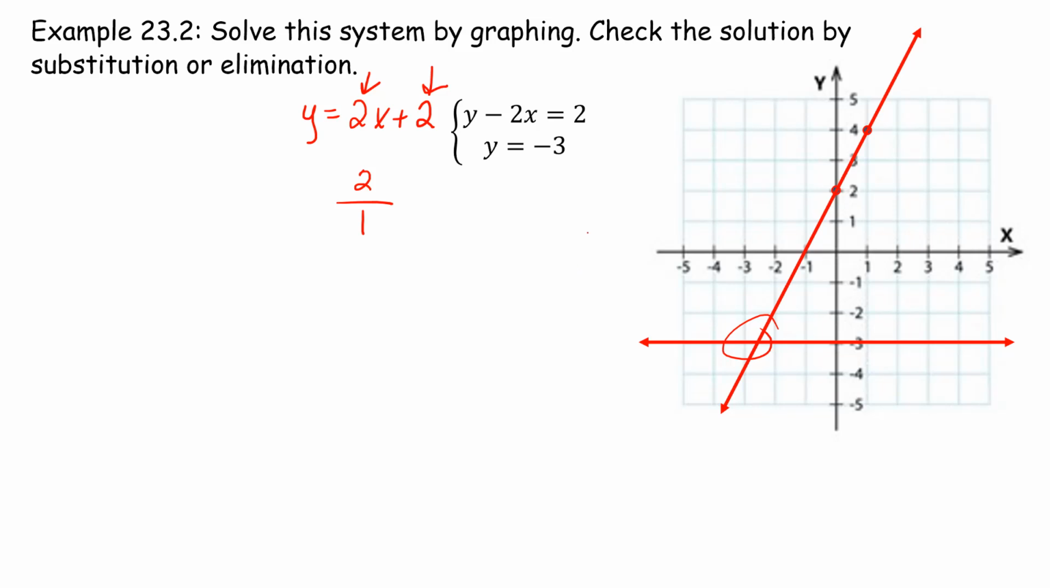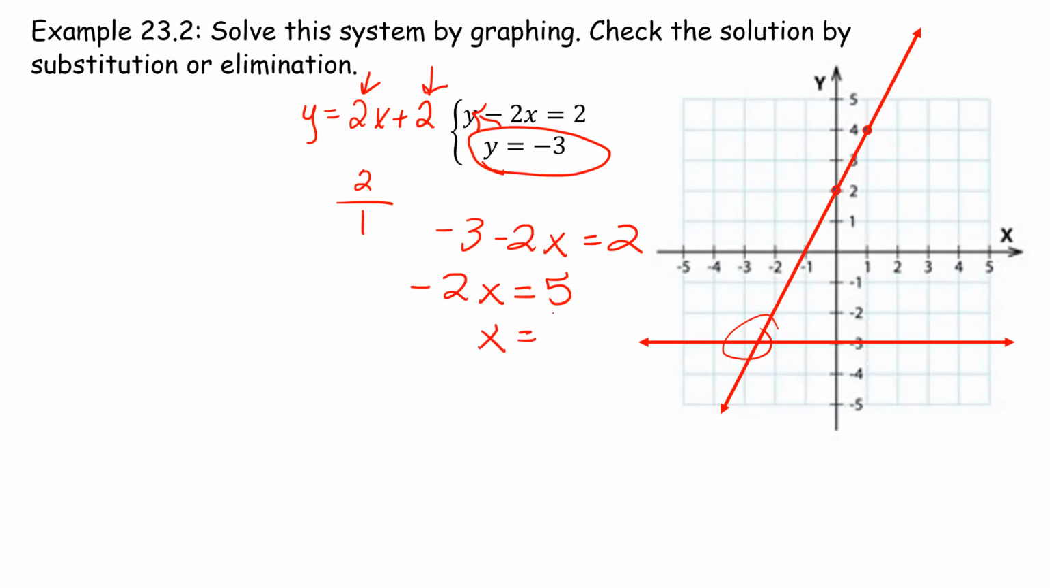So we can solve this system using substitution. And we're going to take this and plug it in for y in the first equation. So we'll have negative 3 minus 2x equals 2. So if we add 3 to both sides, we'll have negative 2x is equal to 5. So x equals negative 5 halves. So that point of intersection is negative 5 halves, negative 3.